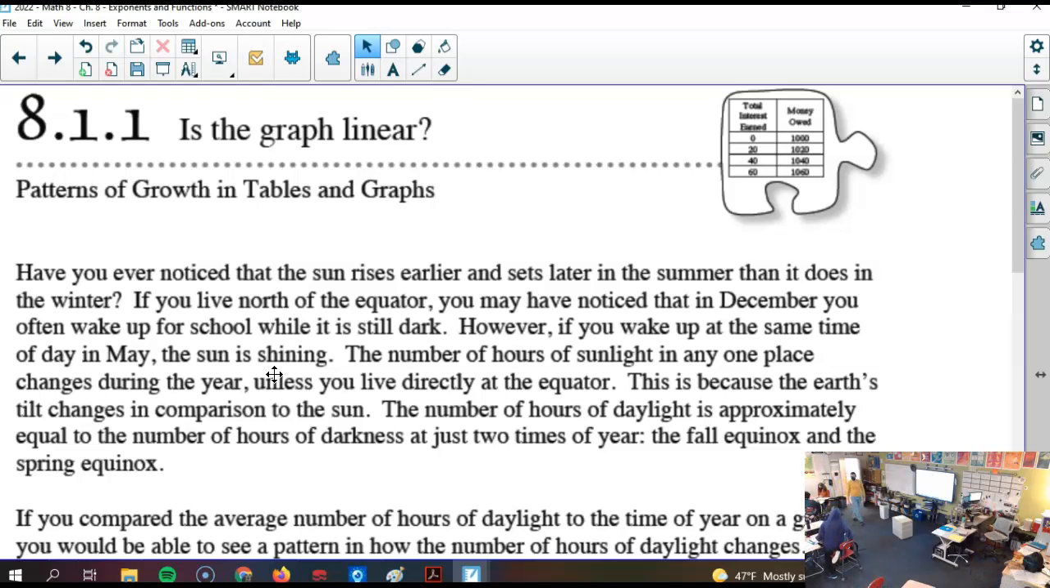So we clean graph paper out. Head it. Put a header on it. 811 patterns.